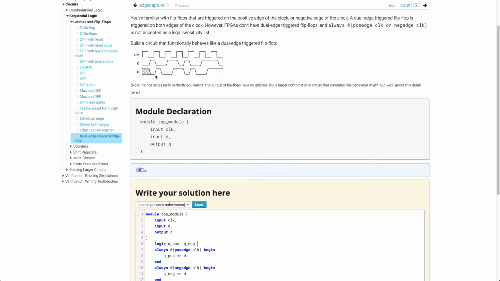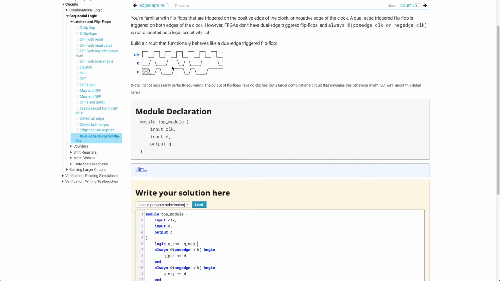So at pos edge, it'll always get wherever D was, and then at neg edge, it'll also get whatever D was. So isn't Q just... so in this case, Q neg would be positive, but Q, I don't want to say I can just OR them. You know what I'm saying?